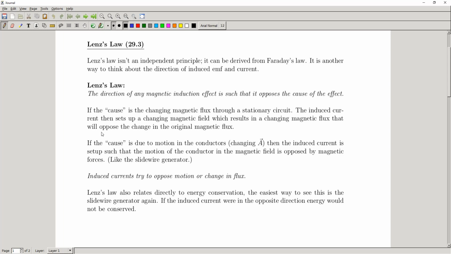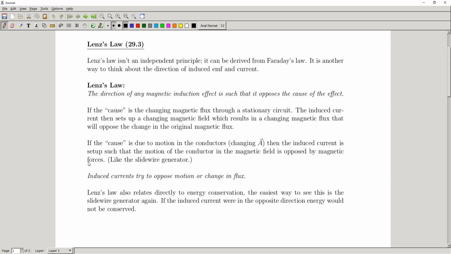If the cause is not this first cause, where we're changing the magnetic field and so changing the magnetic flux, if the cause is that we're changing the dimensions of our circuit, or the orientation of the loop versus the magnetic field, so basically we're changing the vector A, either the magnitude of A or the direction of A in relation to our B field, then a current is set up such that the current produces a magnetic force which opposes the motion of this conductor, right?